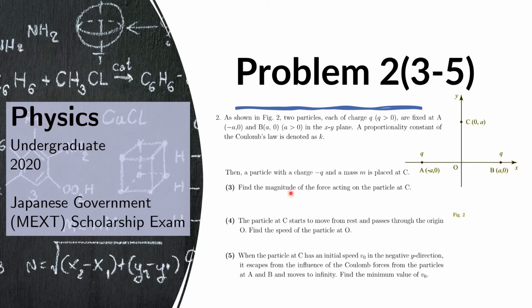Now we need to find the magnitude of the force acting on the particle at C. The particle at C starts to move from rest and passes through the origin, O. Find the speed of the particle at point O. When the particle at C has an initial speed v sub O in the negative y direction, so going this direction, it escapes from the influence of the Coulomb forces from the particles at A and B and moves to infinity. Find the minimum value of v sub O.